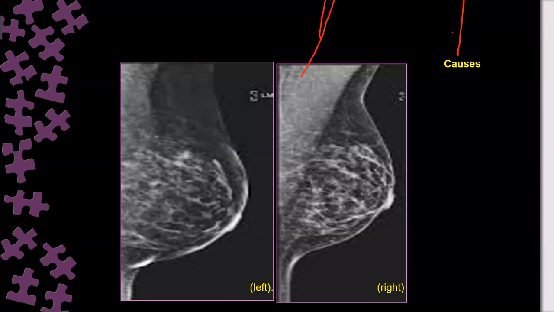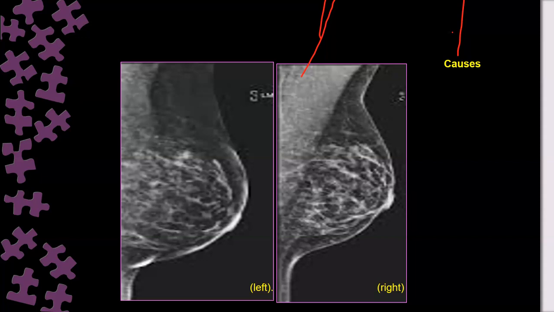The left one is suboptimal. Excellent. Left is suboptimal. In which term? How is it suboptimal? The pectoralis is inadequate. It's very short, its lower level does not reach the posterior nipple line.